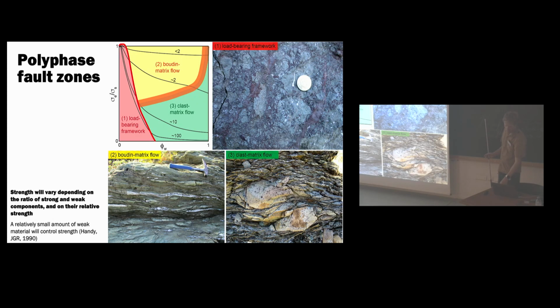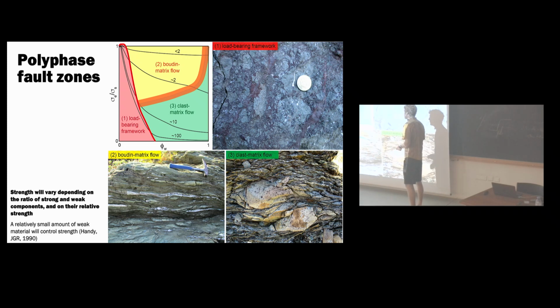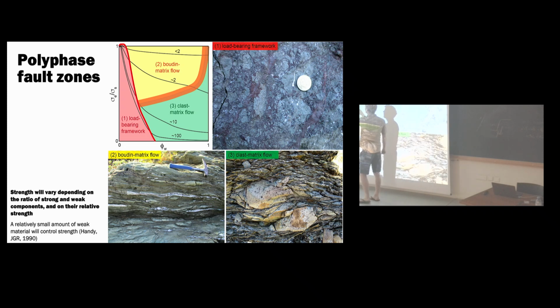And that really comes down to a competition between deformation mechanisms. So this is an example from Mark Handy's group back in the 90s. They had a few examples of how to deal with this with polyphase rocks. And there's a couple of points to point out here. So what they've done is plot strength against amount of weak material.